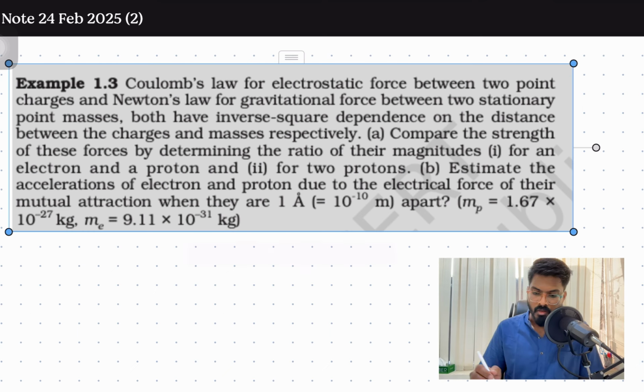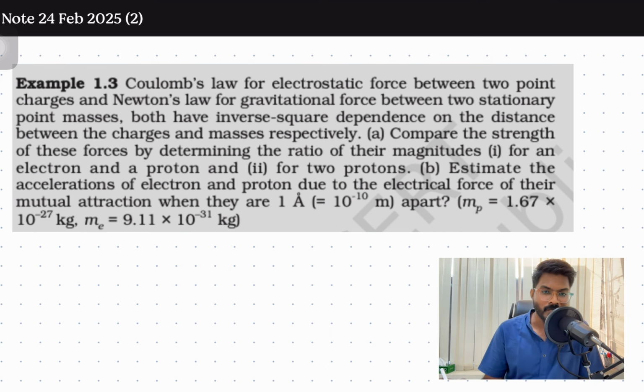Hello, we are going to solve some questions from CBSE textbook today. Here is the first question from the CBSE textbook. Now let's take a moment to read this question.